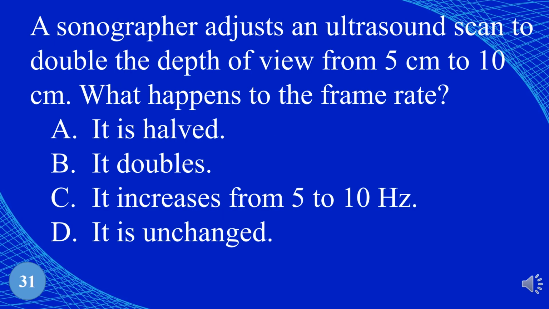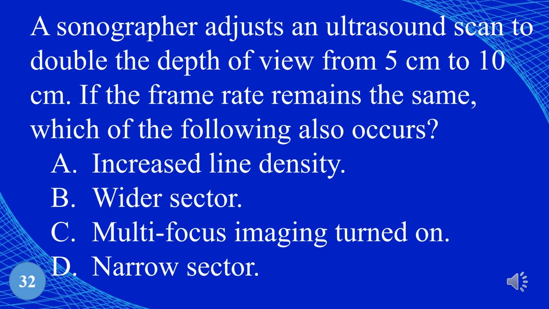A sonographer adjusts an ultrasound scan to double the depth of view from 5 cm to 10 cm. What happens to the frame rate? A. It is halved. B. It doubles. C. It increases from 5 to 10 Hz. D. It is unchanged. The answer is A. It is halved. Frame rate and imaging depth are inversely related. If nothing else is altered, the frame rate is halved when the imaging depth is doubled.